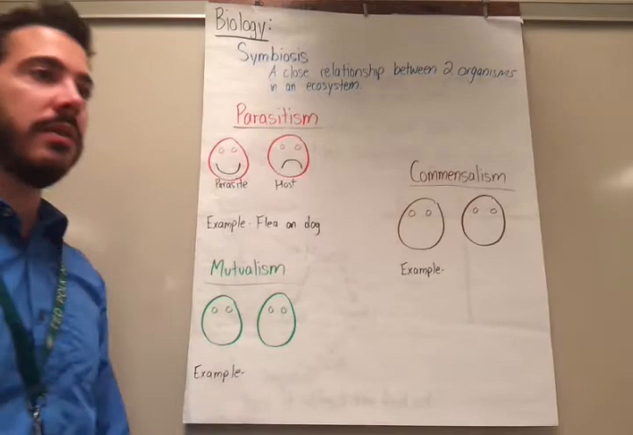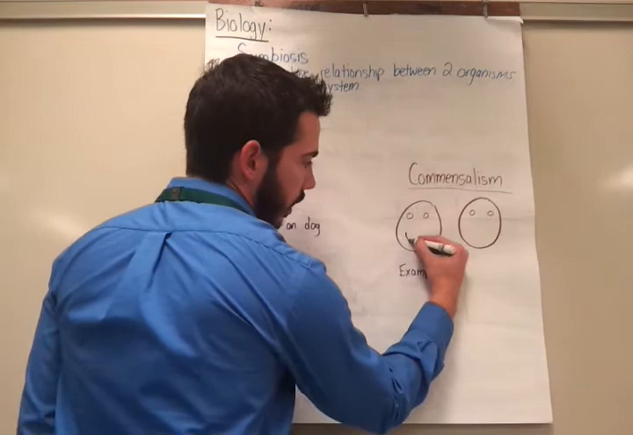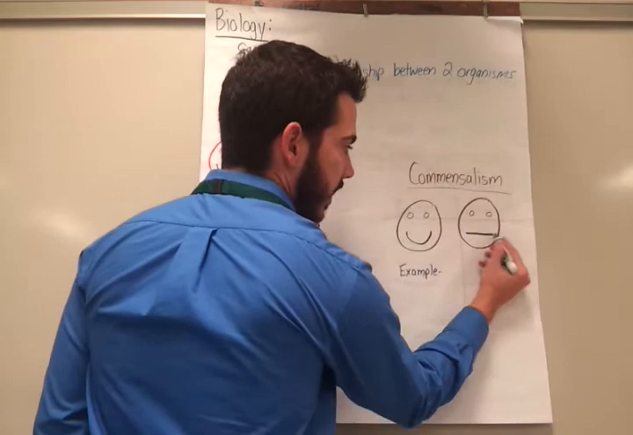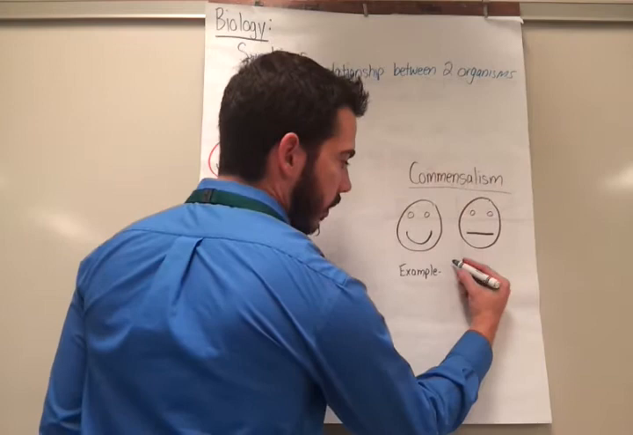Commensalism is a little bit different. One organism benefits in a commensalistic relationship, and one organism is completely unaffected. They don't care. It doesn't help. It doesn't hurt them. An example would be a bird and an alligator.